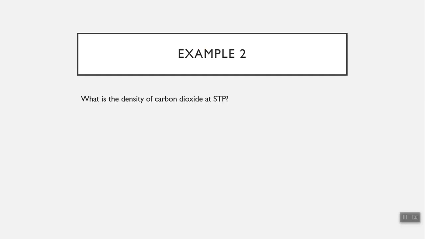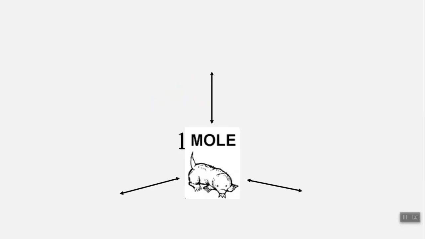In example 2, we're talking about carbon dioxide, and carbon dioxide, you remember, is CO2. Here we have the molar mass of CO2. Using your periodic table, you can figure that out. We have the molar volume, again 22.4 liters per mole. So let's plug in the values. For the molar mass of carbon dioxide, we have 44.01 grams per mole. Molar volume is 22.4 liters per mole. Divide those two numbers and you get a density of 1.96 grams per liter. That's it.